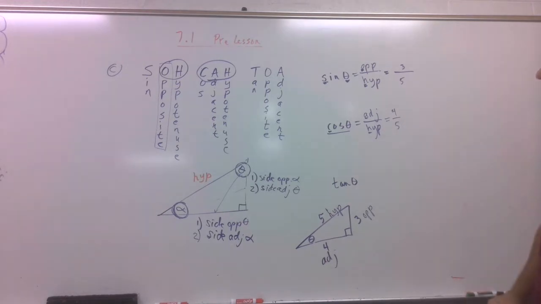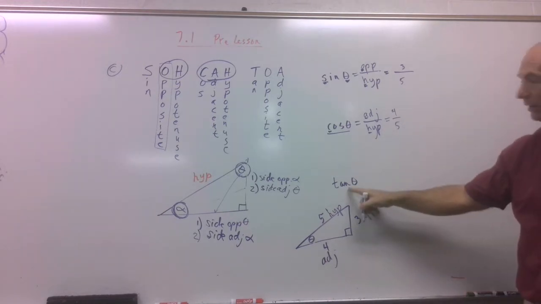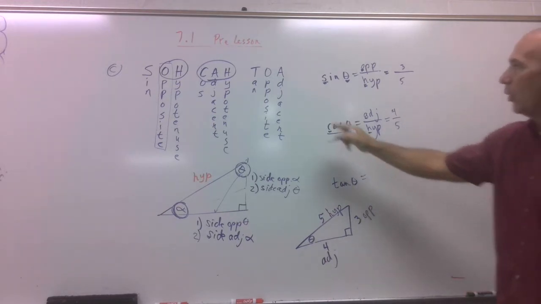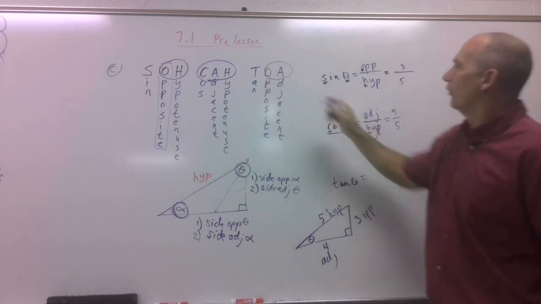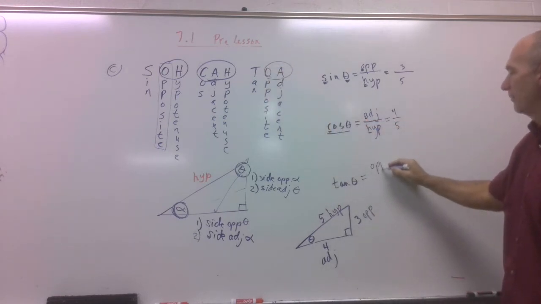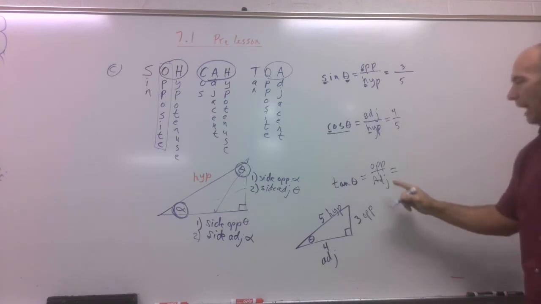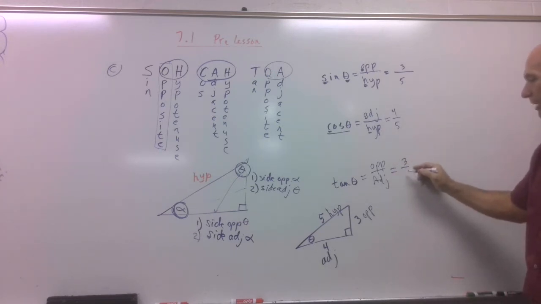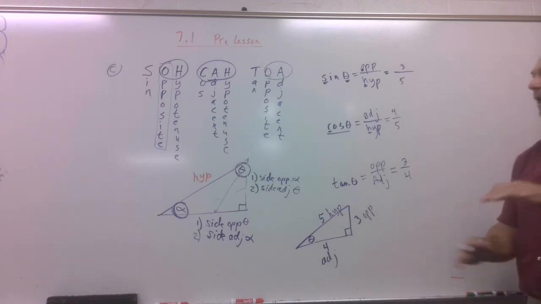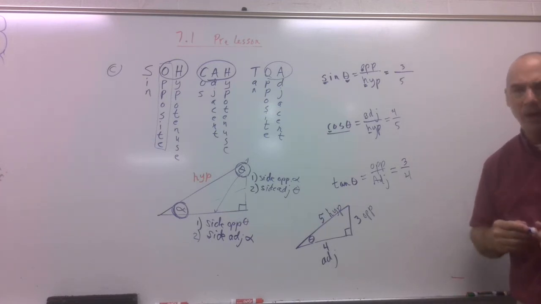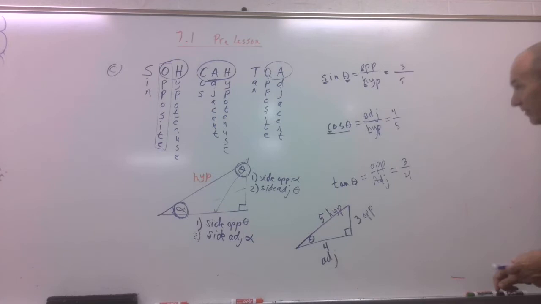That's still a 5. How do we find the tangent? Well, tangent is TOA. Opposite over adjacent. So opposite over adjacent. Well, what's the opposite side? 3. What's the adjacent side? 4. I'm done. But there's always more in math, isn't there?